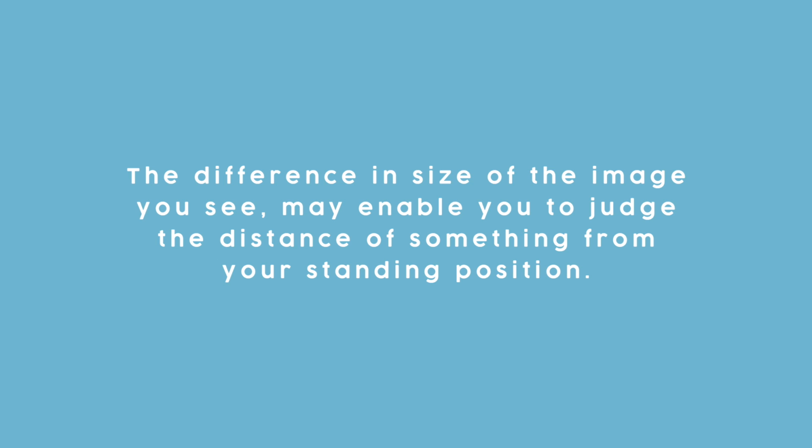But if you were to zoom out of that image and measure that person in relation to the corridor size, you see that they were actually a similar height to you. The difference in size of the image you see may enable you to judge the distance of something from your standing position. The Z-axis also creates a distinction between a flat and a deep image.